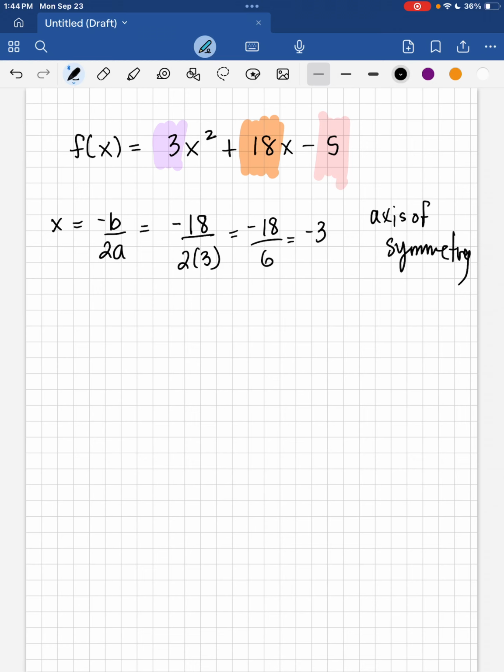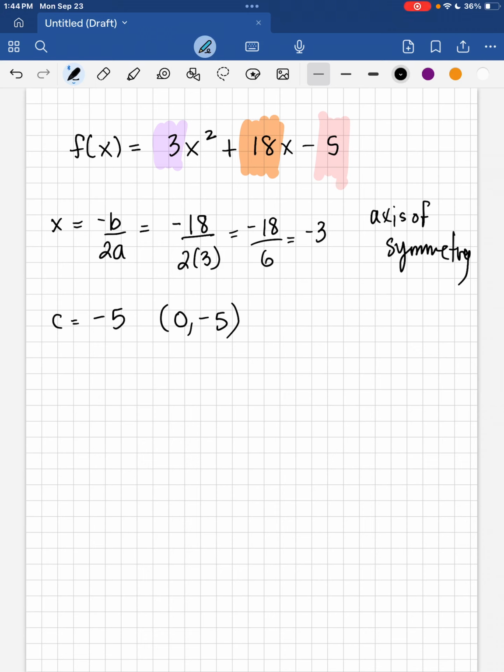Okay. I also know that the C value is also my y-intercept. So C is negative 5. So I'm going to have a point at 0, negative 5. That's going to be where it crosses down below on the y-axis.